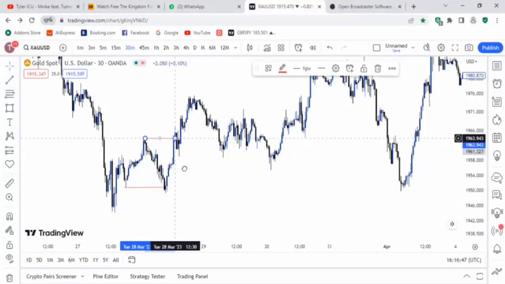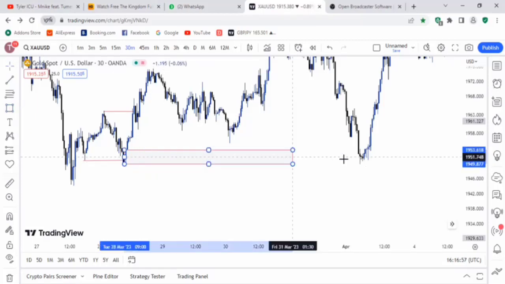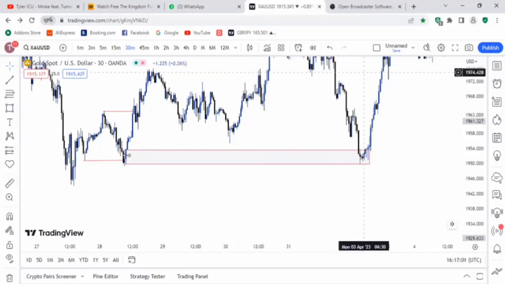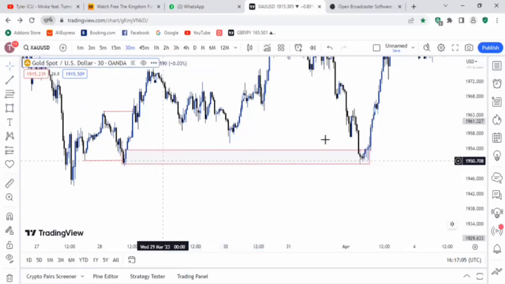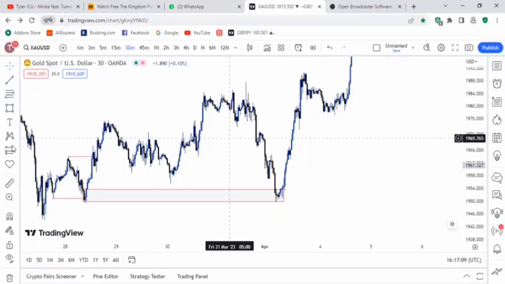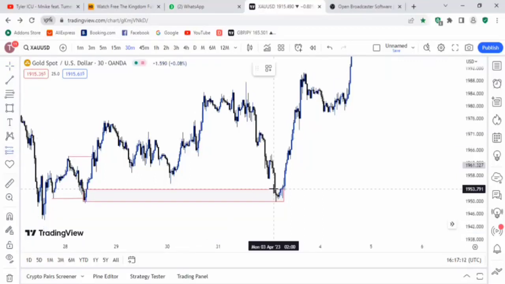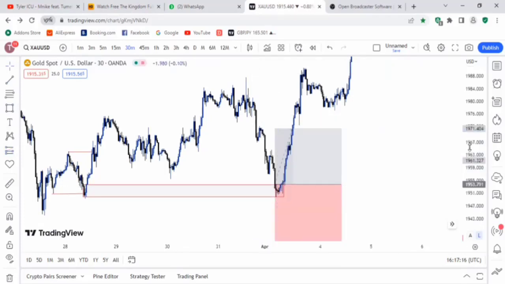After the break of market structure, we're going to have an order block. Remember that in an uptrend, our order block is supposed to be the last bearish candlestick. This is our order block. The market came and mitigated our order block. After the market mitigated our order block, if you take our trade from this order block here.